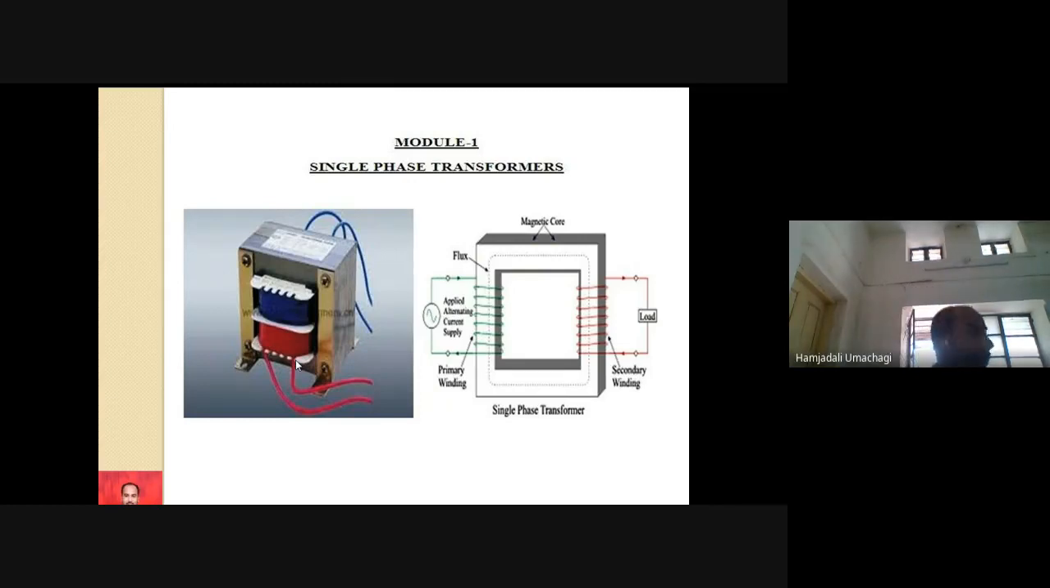So for that sake, we have to apply an AC source. Now if we apply a DC source, DC has a constant magnitude and does not have any alternating frequency. That means frequency will be zero. So for a DC signal or DC input source, frequency will be zero.